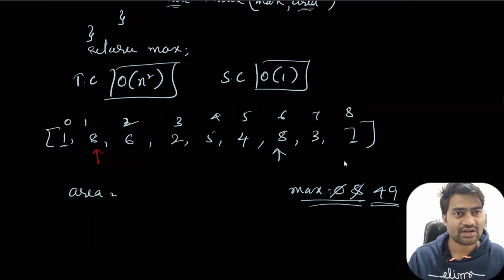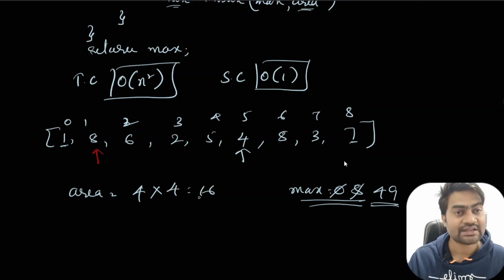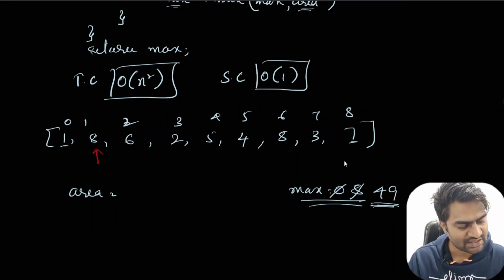Now you can increment the left pointer or decrement the right pointer. That really does not matter. So I will simply decrement the right pointer. Now between 8 and 4, 4 is minimum and the distance between them is 4. It is 16, correct? It is less than 49, so I don't update. Between 8 and 4, 4 is smaller, so I will decrement the right pointer. Now again 8 and 5, 5 is smaller.